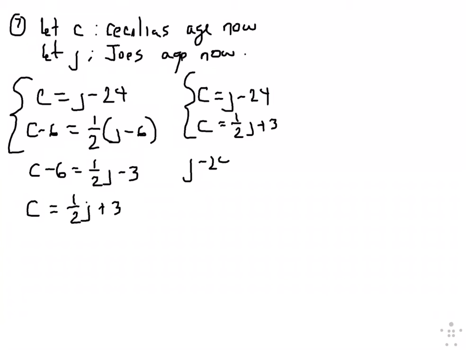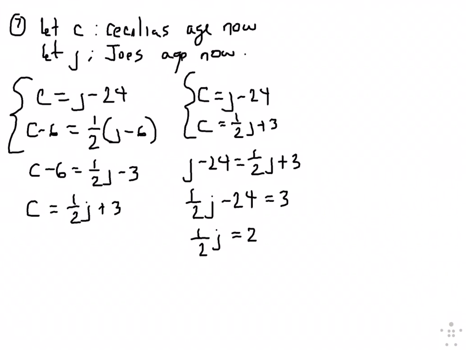So J minus 24 equals 1/2 J plus 3. I can subtract 1/2 J from both sides. So I get 1/2 J minus 24 equals 3. I can then add 24 to both sides. And then I can multiply both sides by 2, right? So J is 54. And then we could take this equation, right?